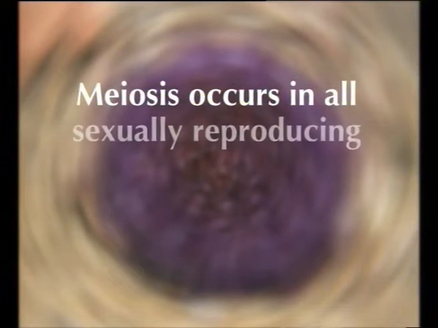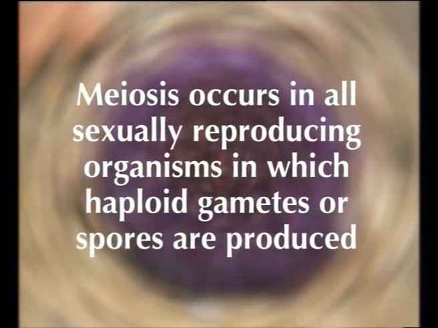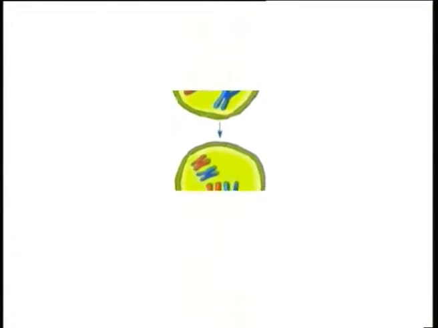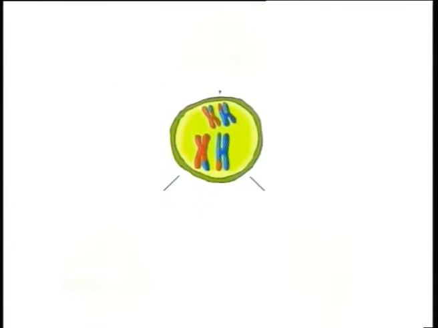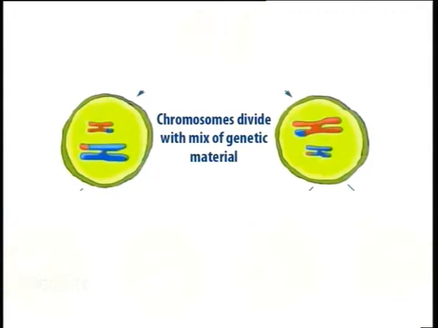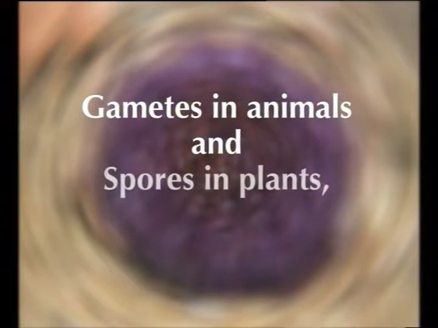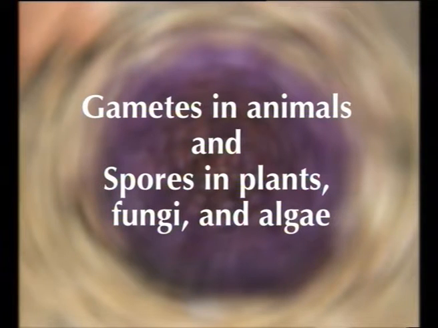Meiosis occurs in all sexually reproducing organisms in which haploid gametes or spores are produced. Meiosis involves 2 consecutive divisions of the nucleus and leads to the production of reproductive cells, that is, gametes in animals, and to the formation of spores in plants, fungi and most algae.